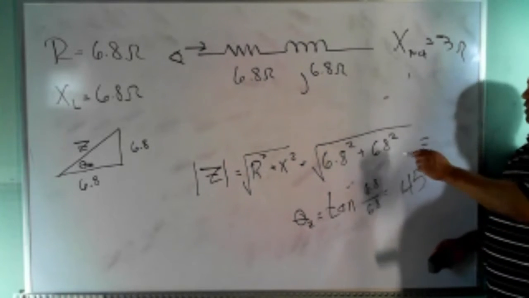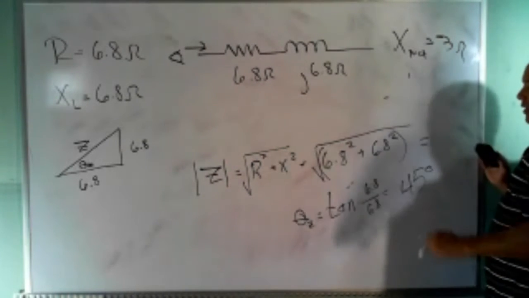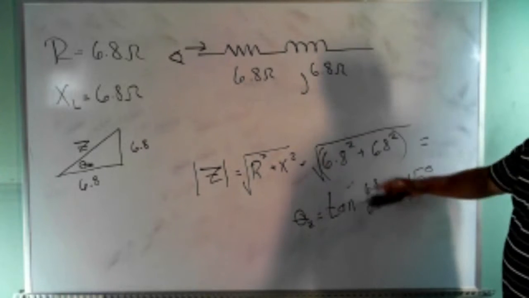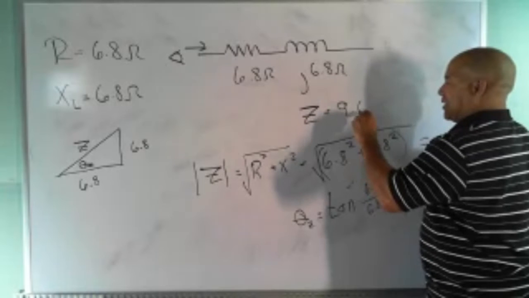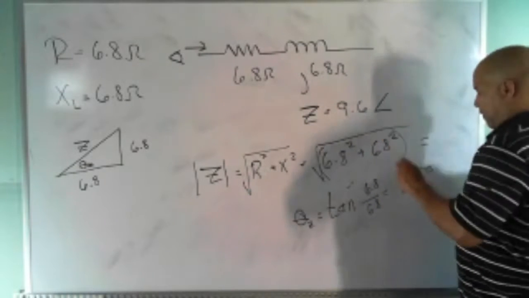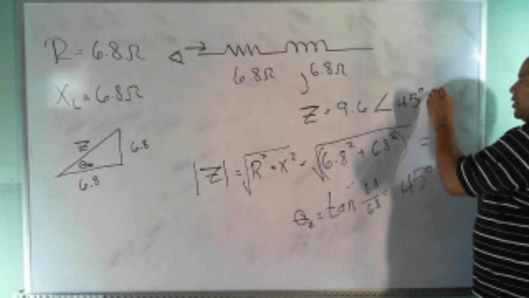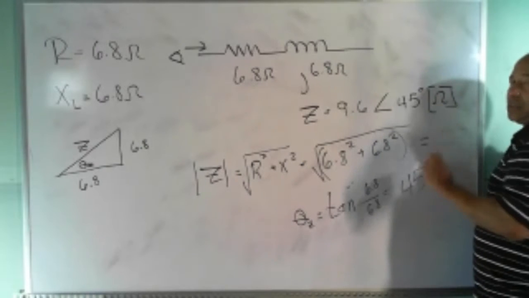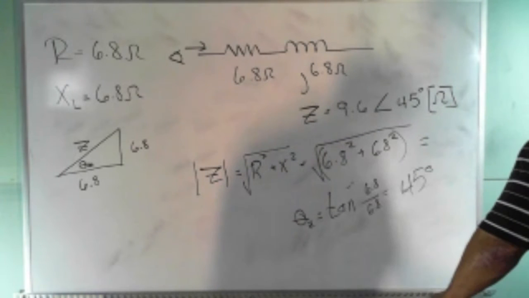So all I need for you to do is put that in your calculator and give me that magnitude, and then we'll write this down. How much is that? Magnitude is 9.6. 9.6 and an angle of 45 degrees. And then you would just show your ohms like this and put a bracket around it, and we're good to go. So I think you should be able to do those with no problem.